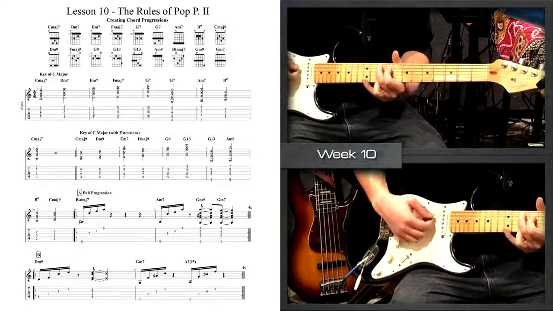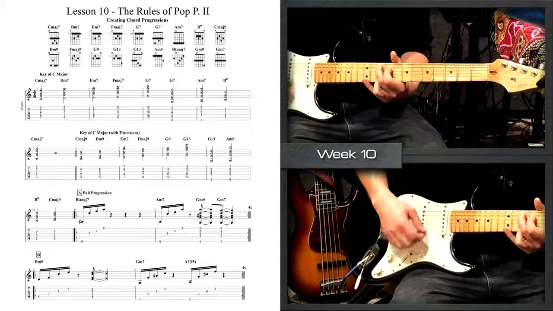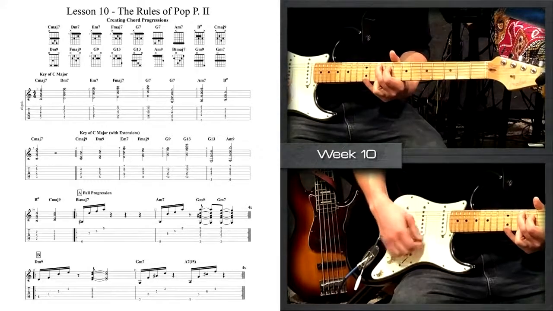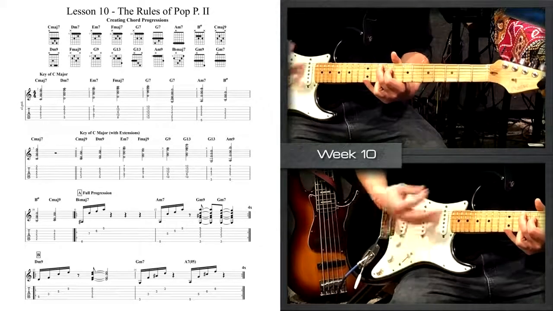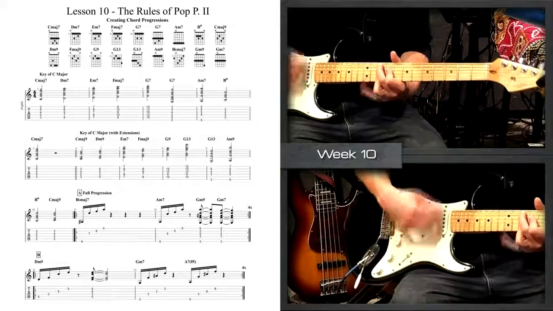And then if I want to, if I'm feeling really bold, I can add the 13 here. So this 13, and now look at all these intervals, right? I have my 1, my major 3rd, my flat 7, the 9, and the 13.